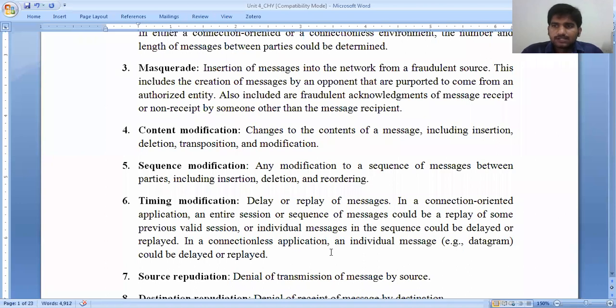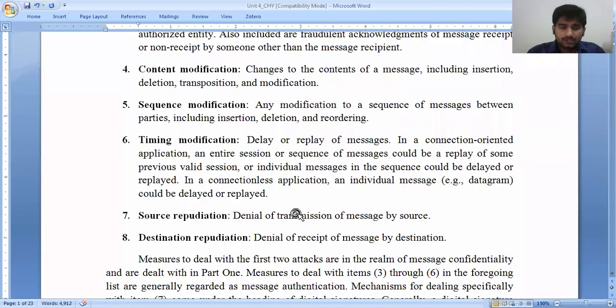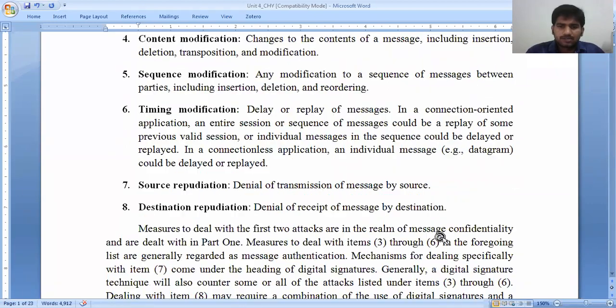For example, instead of sending "hi how are you", you can alter that. We can replace the original content with something different. Sequence modification and timing modification: if any sequence of messages is going, a particular delay may happen between the data. We know that datagrams are present in the data link layer. So how are we going to make a timing modification? Source repudiation is denial of transmission of a message by the source, and destination repudiation is denial of receipt of the message by the destination.